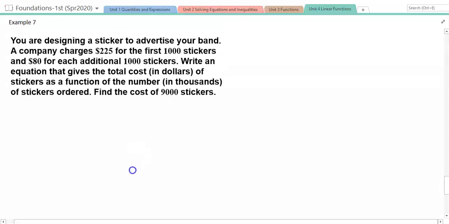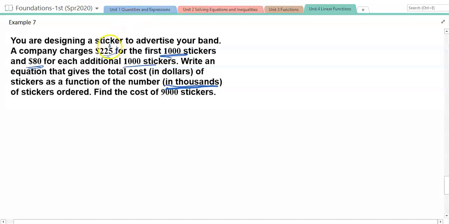Okay, so example 7, you're designing a sticker to advertise your band. The company charges $225 for the first 1,000 stickers and $80 for each additional 1,000. So it says write an equation that gives the total cost in dollars of the stickers as a function of the number in thousands of stickers ordered. And it says to find the cost of 900 stickers.